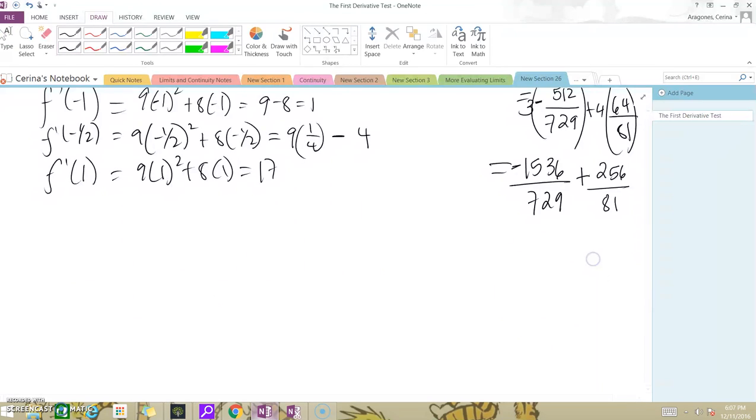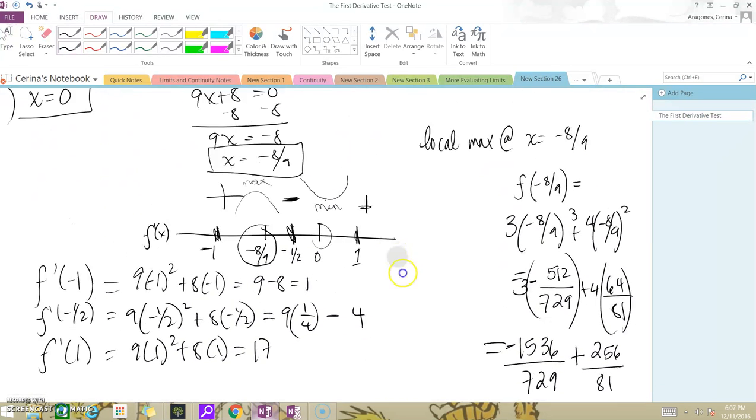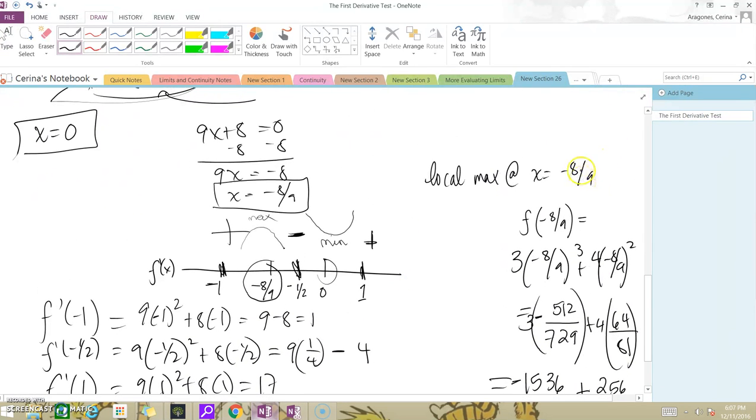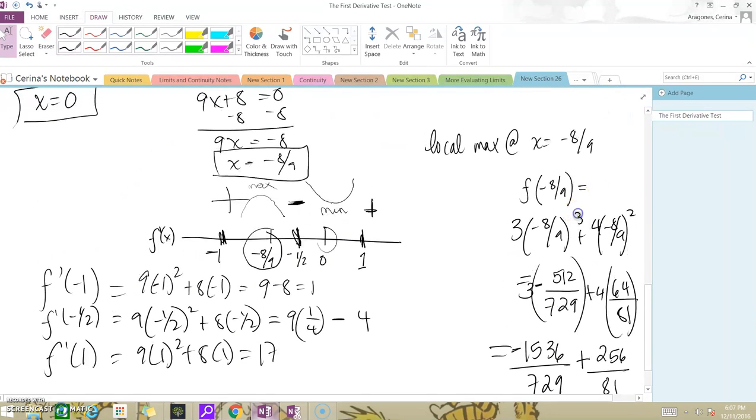Okay. You can plug this into your calculator to get an approximate answer. So we've got negative 1536 over 729 plus 256 over 81, which is approximately 1.053. So we have a local max at x equals negative 8 over 9, 1.053.